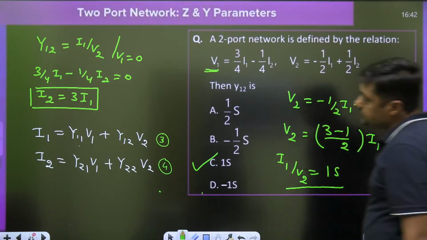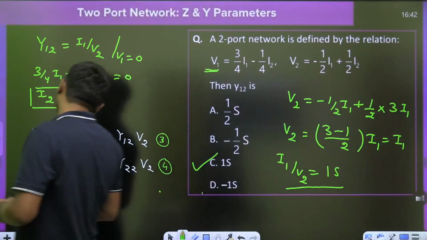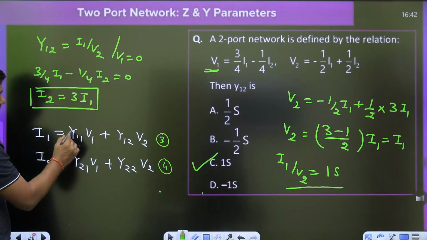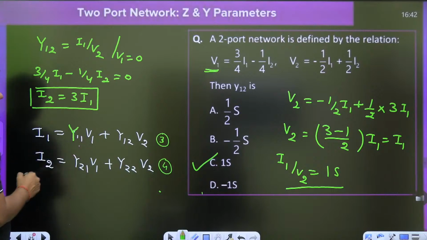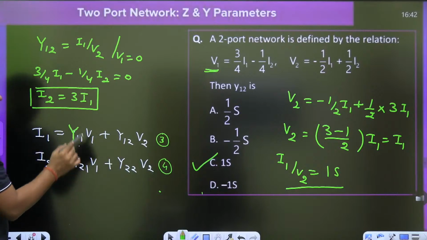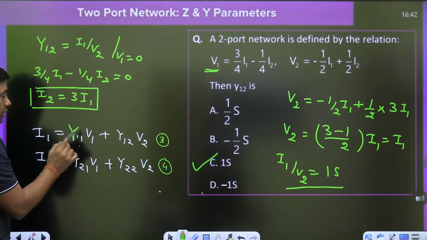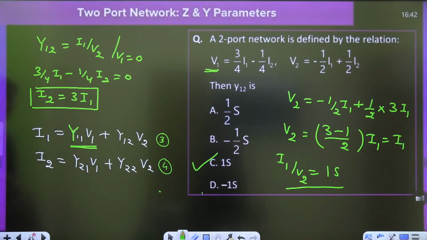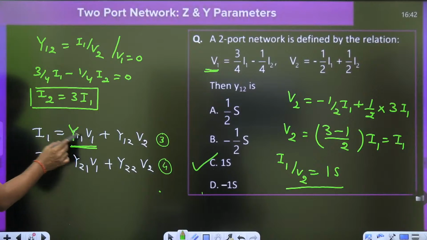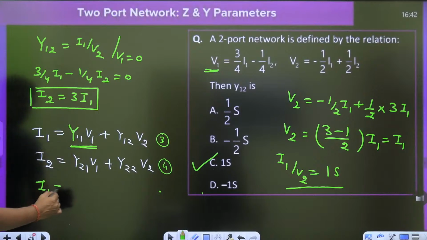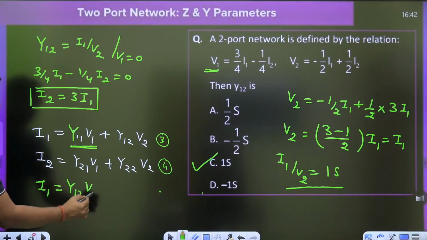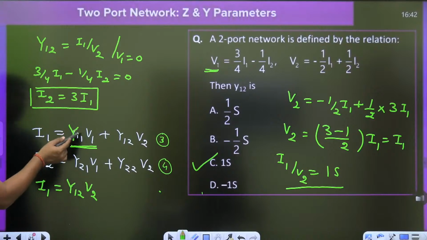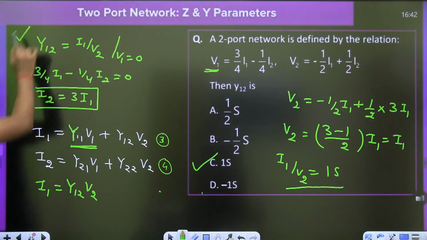Means what? देखो, first of all, you have to remember this equation. What is the y parameter? This is the y parameter. Suppose y12 is required. We can get y12 by making V1 0, because y11 is not 0. When I am making V1 equal to 0, you will get the equation I1 is equal to y12 V2. So what is y12? I1 upon V2. But what is the condition? V1 should be equal to 0. So that is the condition.